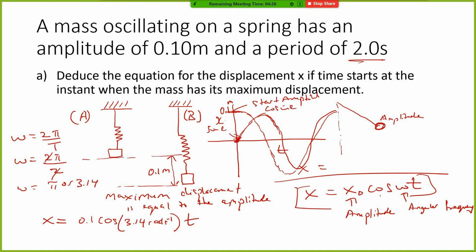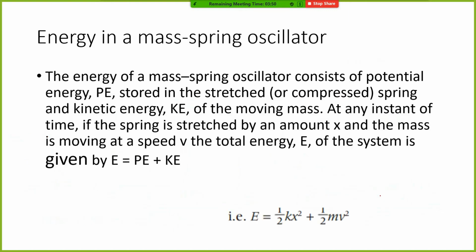But it's a whole lot that went on here, especially in me explaining what was taking place. At the end of the day, when they say deduce an equation for the displacement x if time starts at an instant when the mass has its maximum displacement, then the equation is going to be a cosine equation because we're starting at the maximum amplitude. Whenever we start at the maximum amplitude, it's a cosine graph. If we start at the equilibrium position, it's a sine graph.